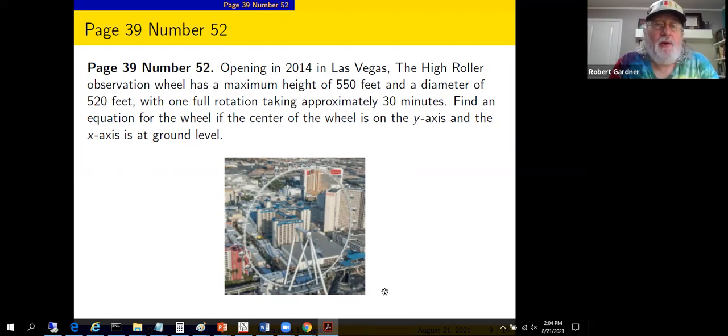The dimensions that do matter: the maximum height is 550 feet. So we'll have ground level down here, and the maximum height on the wheel is up here. That distance from the ground to the top of the wheel is 550 feet. The diameter of the wheel is 520 feet, so the distance from side to side is 520 feet, and the distance from top to bottom, maybe more relevant, is also 520 feet. So the pertinent information is the 550 feet, the 520 feet, and where the x and y axes are. You've got to turn those words into a picture, a schematic diagram.